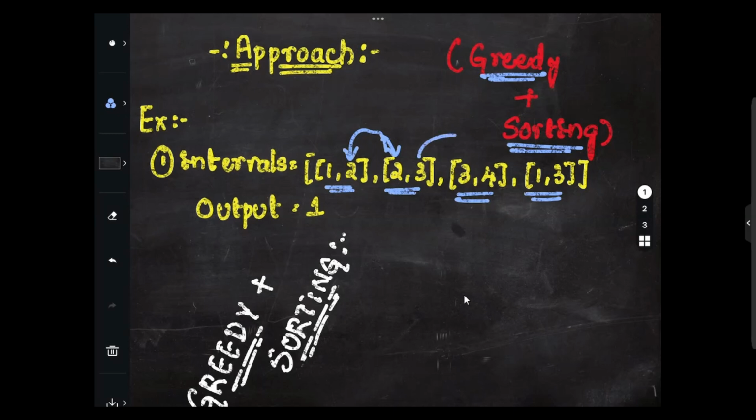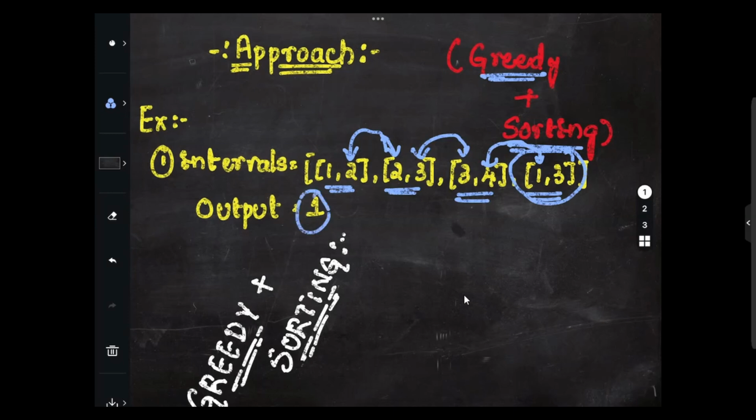The y coordinate of the second interval and the x coordinate of the third interval are the same again, so they are non-overlapping. Let's consider the same for the next one. The y coordinate of the third interval and the x coordinate of the fourth interval vary here. They are distinct, right? 4 and 1 values are distinct. So we can remove one interval, nothing but 1 comma 3 here.